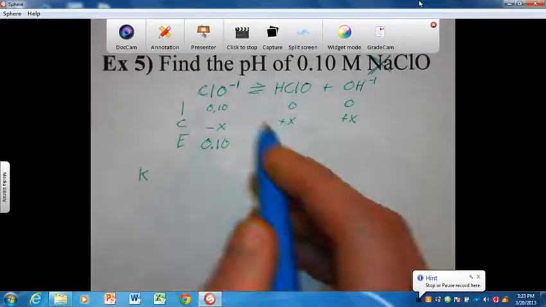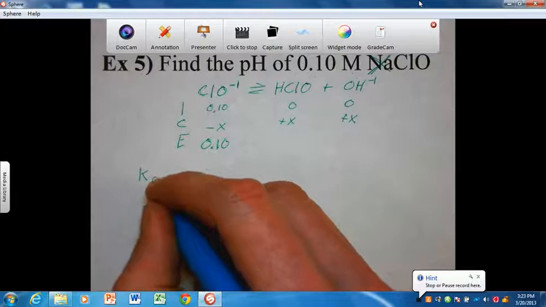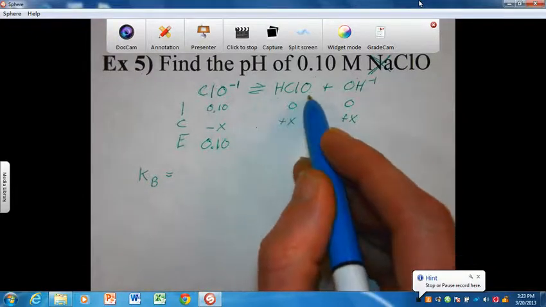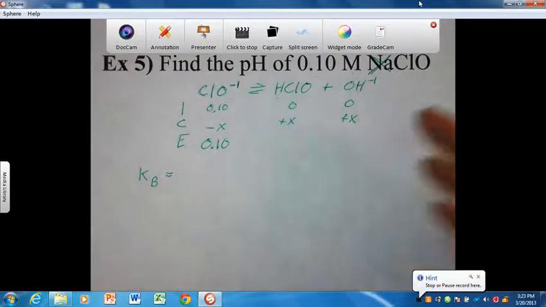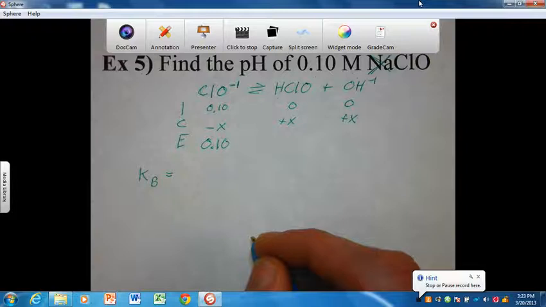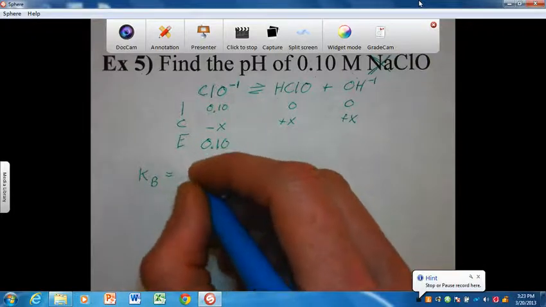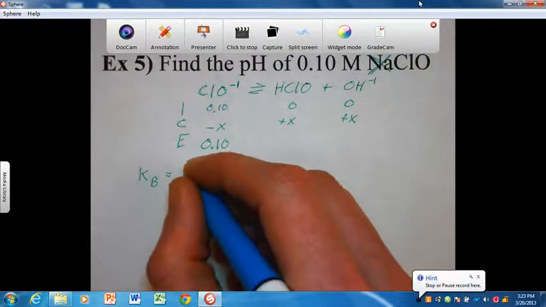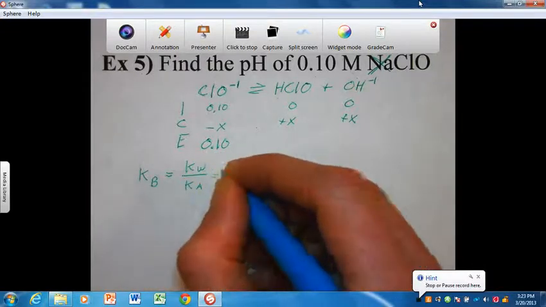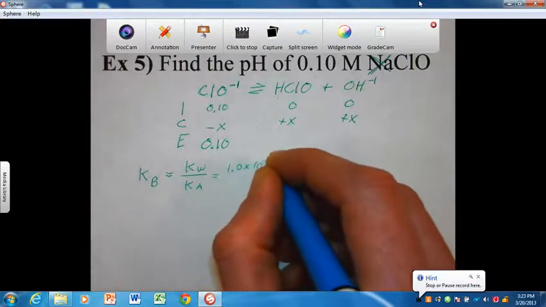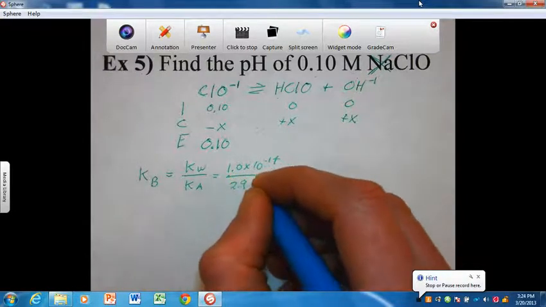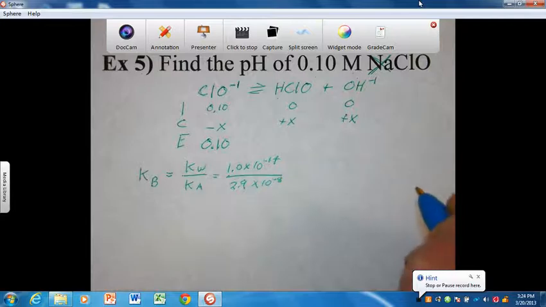But since this is a base reaction, we need a Kb. There is no Kb on the pink sheets for this, but there is a Ka for the acid form. Looking at the blue sheet with those values, I can see that that Ka is 2.9 times 10 to the negative 8. Ka times Kb equals Kw, so Kb equals Kw over Ka. 1.0 times 10 to the minus 14 is Kw, and 2.9 times 10 to the minus 8 is Ka.